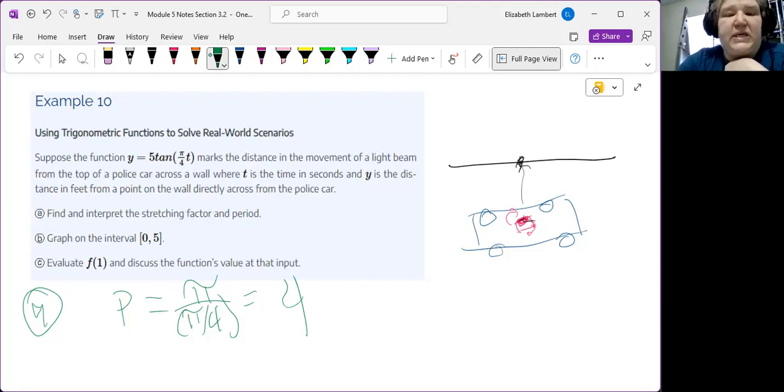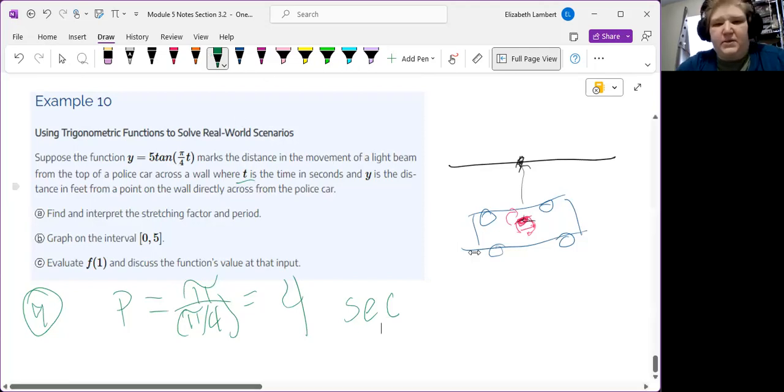So what that means is every 4 seconds, the starting point would be the starting point of the next repetition. So that means it takes 4 seconds for the beam of light to travel completely across the wall, or for the police siren to make half a rotation. I say this is seconds because t is our input, and period is a width we're seeing on the graph, so that's an x distance. So 4 seconds. And let me go ahead and type that.